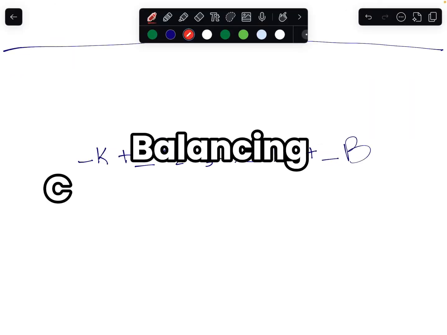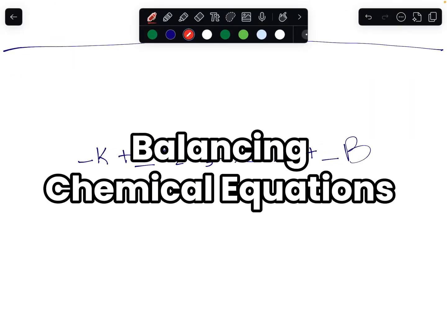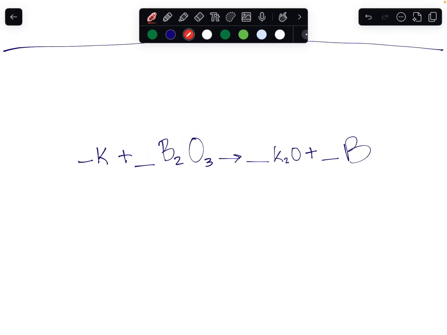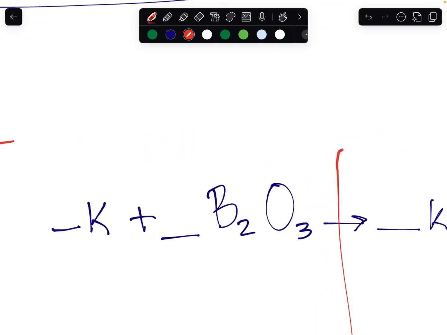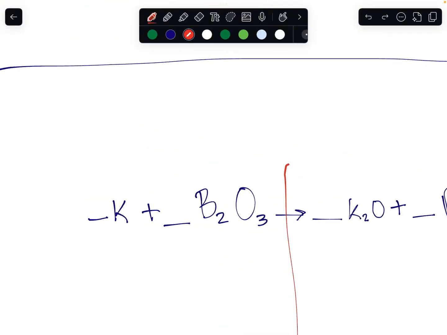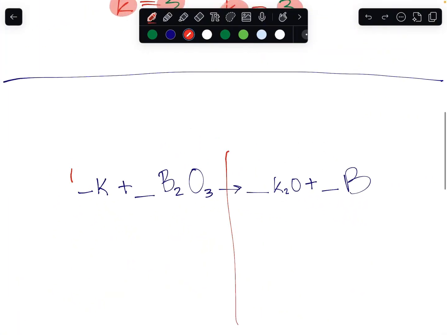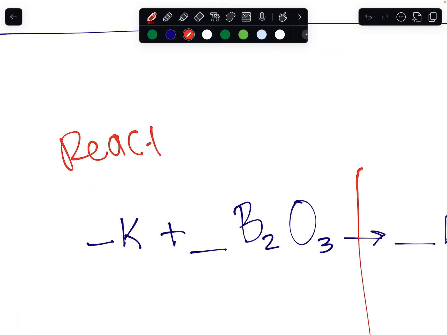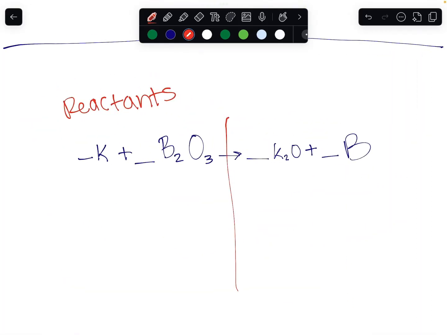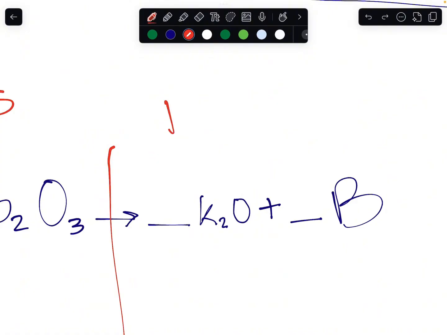Today we're going to be learning about balancing chemical equations. But before we start, I wanted to review a couple things with you guys. So we're going to write a straight line down the yield symbol. This symbol is called the yield symbol. And this side, the left side of the yield symbol, is known as the reactant side. And the right side of the yield symbol is known as the product side.